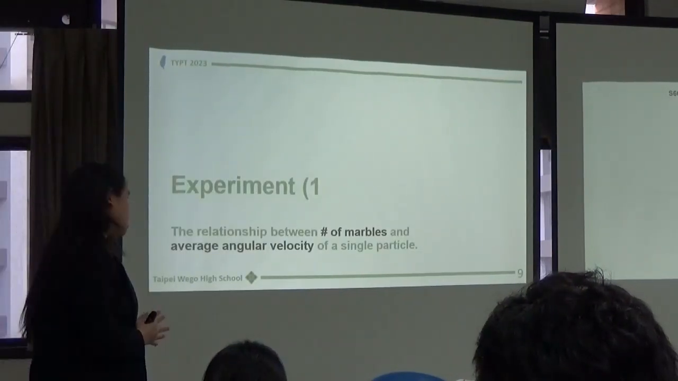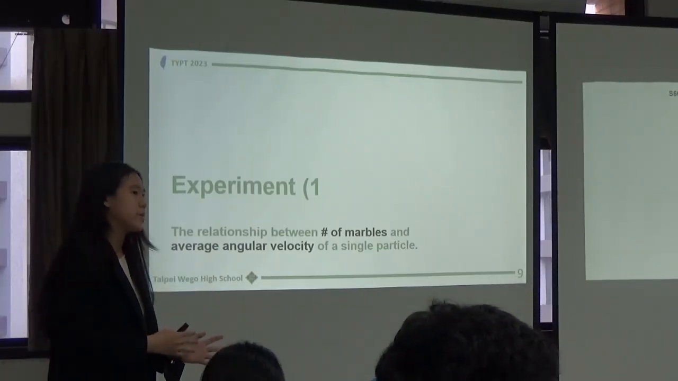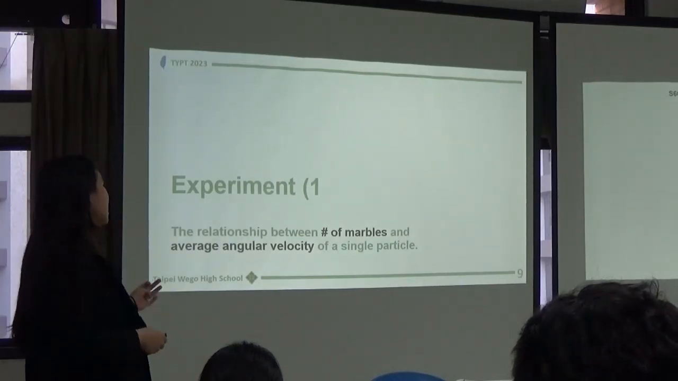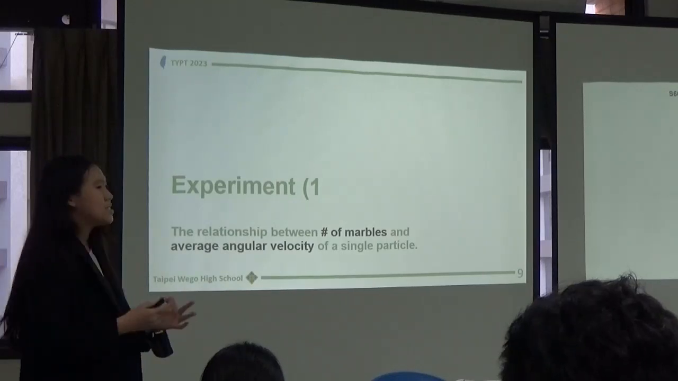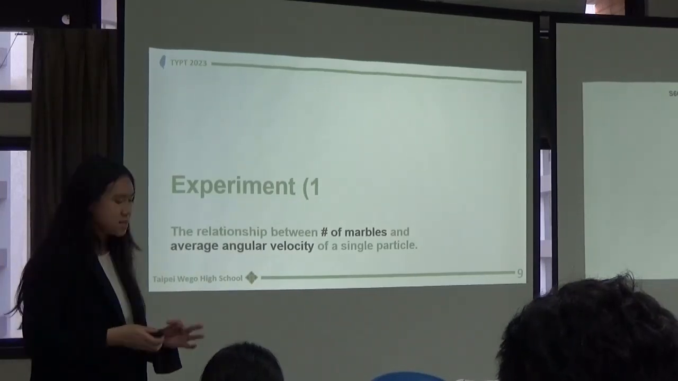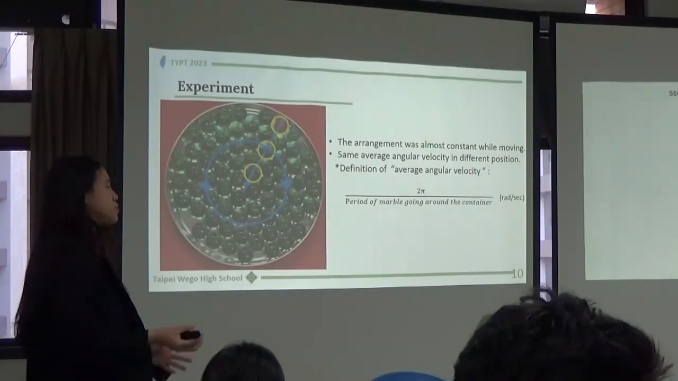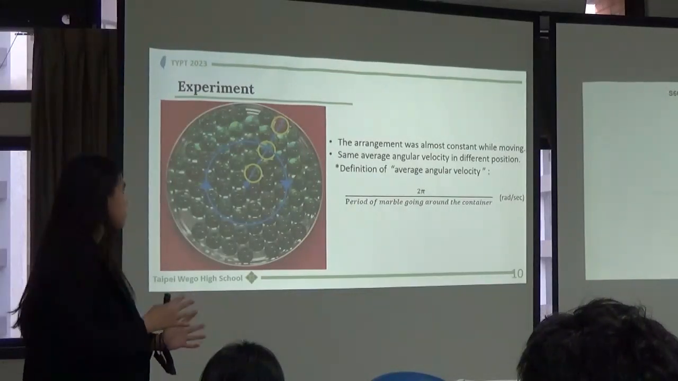And so, in regards to our first experiment, which includes the preliminary experiment, I will be explaining why our theoretical model is accurate, and I will be discussing the relationship between the number of marbles and the average angular velocity as a single particle. So we used ImageJ to track the area proportion of the marbles, and we used tracker to track the motion of the marbles.